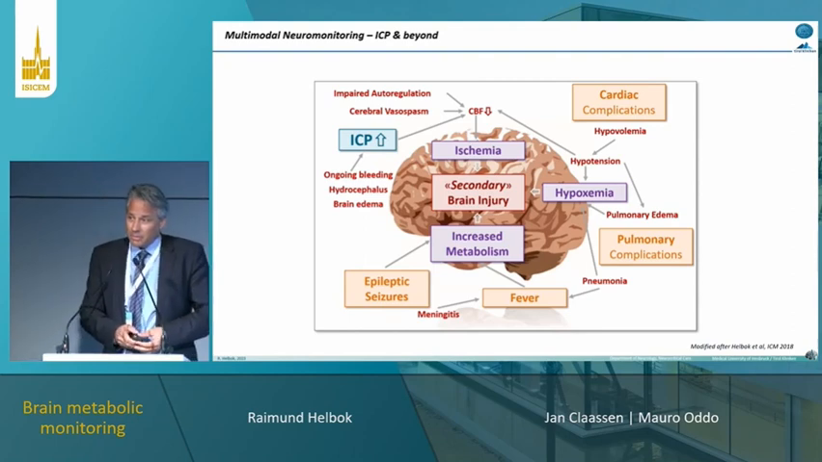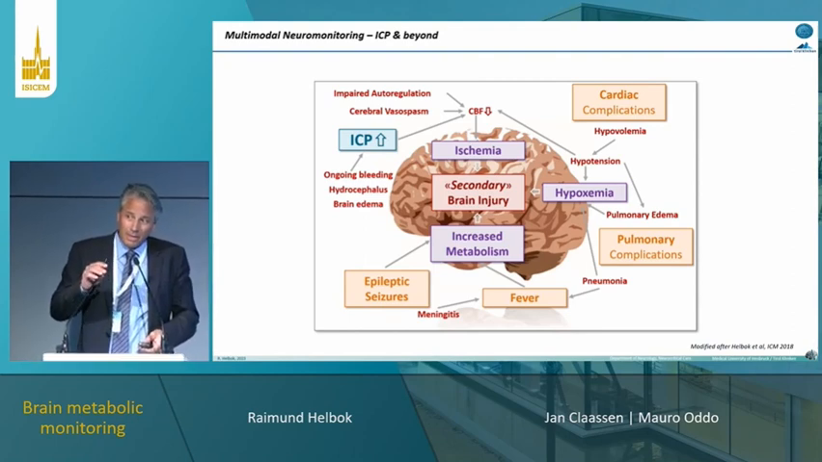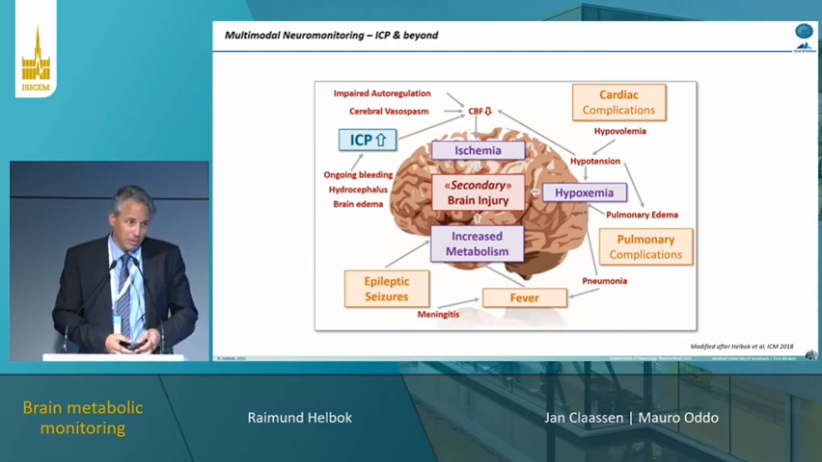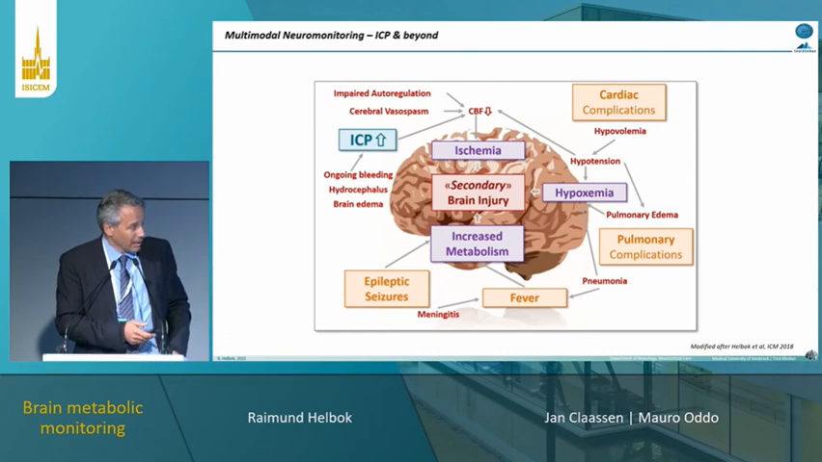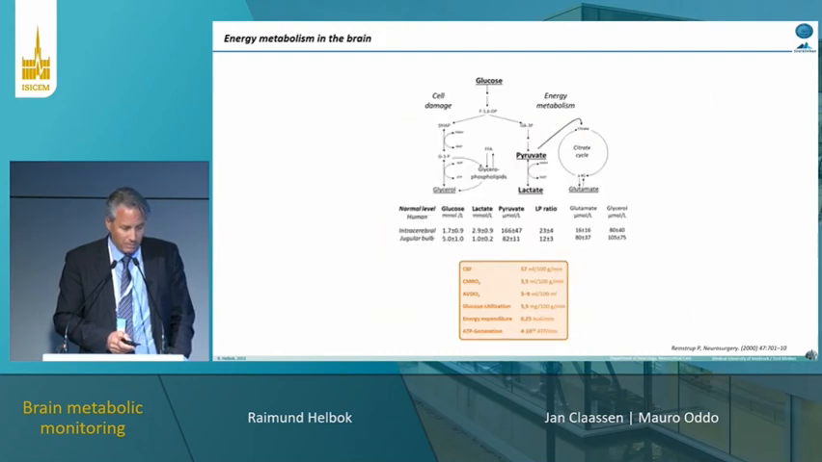So you heard several talks about how we try to identify, to detect patients who are at risk for secondary brain injury. And there are several methods, non-invasive, invasive methods. And our ultimate goal is to prevent secondary brain injury. And you've heard something about ischemia, hypoxemia, ICP today in the morning session. And I'm going to focus on brain metabolism.